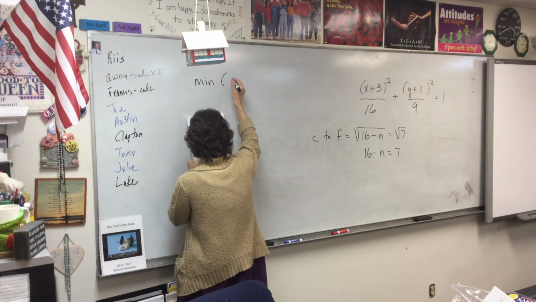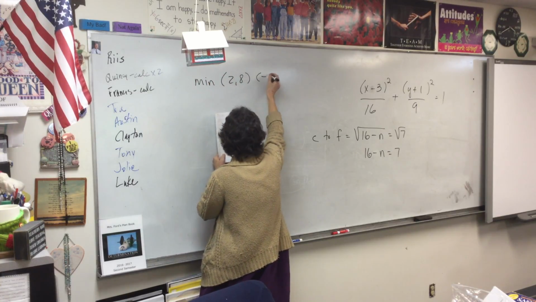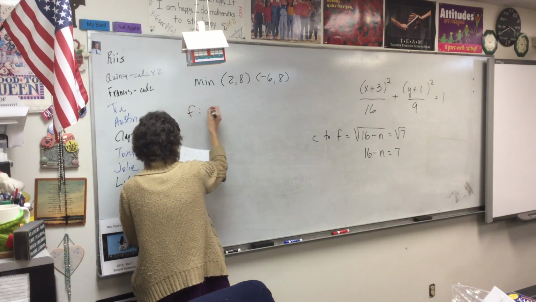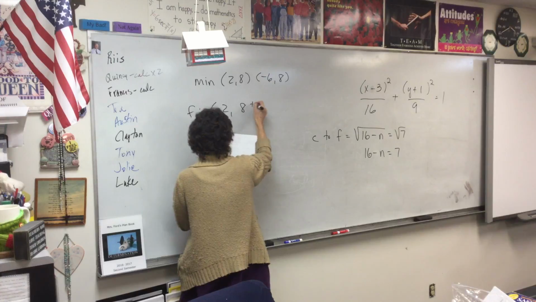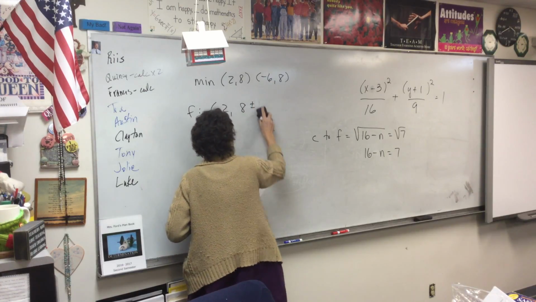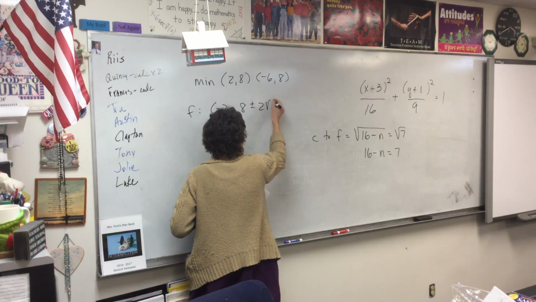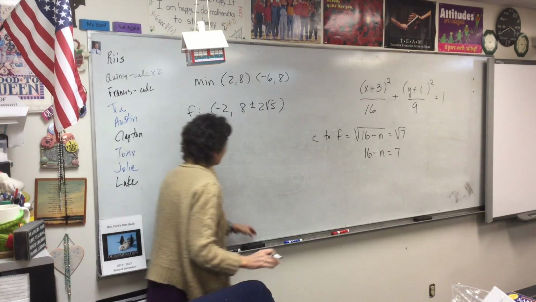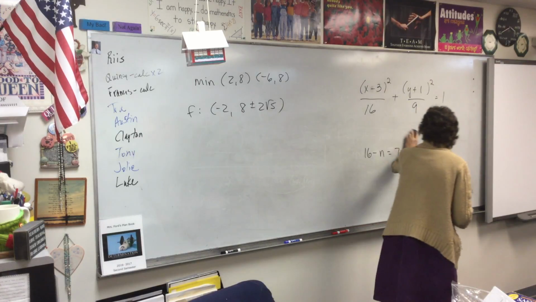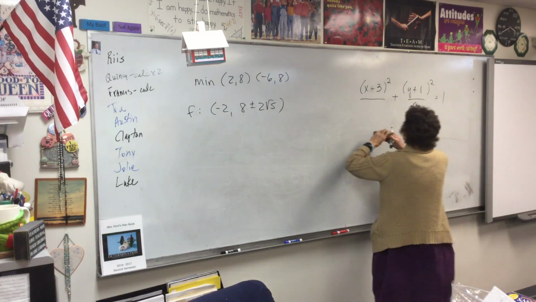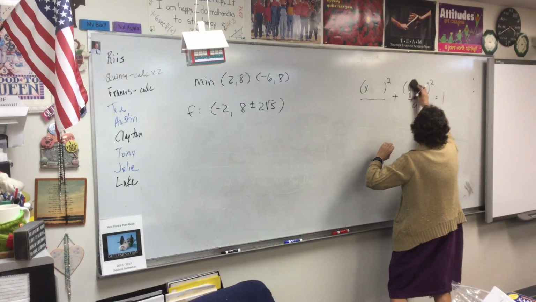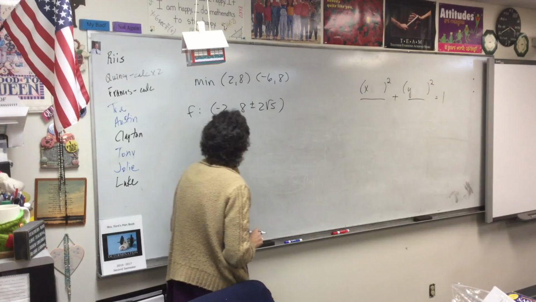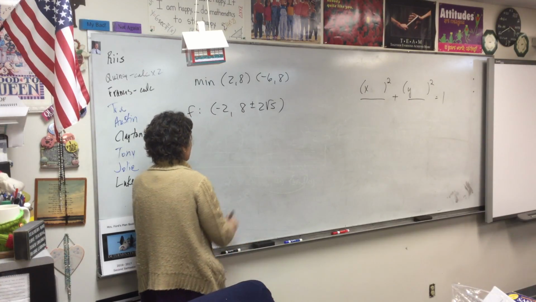All right, this time we have minor endpoints at 2, 8 and -6, 8. So this is the minor axis. And we have foci at -2, 8 plus or minus 2, root 5. So we kind of have the same sort of given, a little bit different, the minor axis this time. So let's see if you can figure this out.